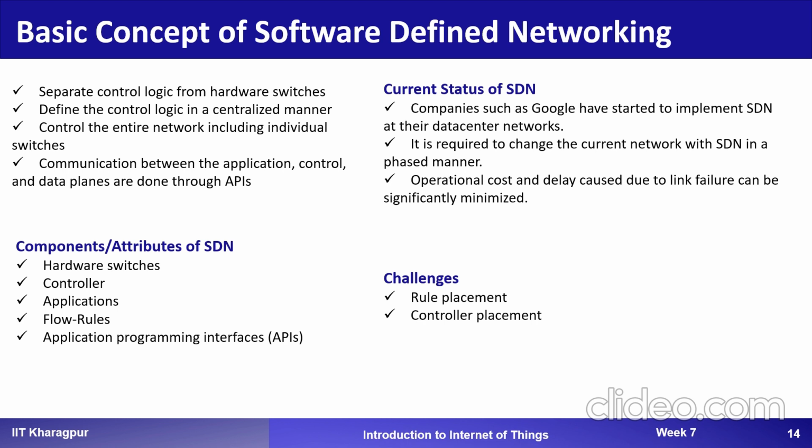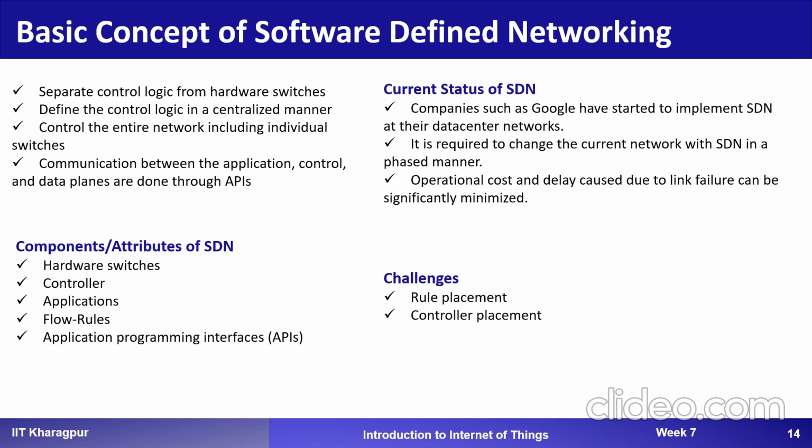Now the current status of SDN. Various companies such as Google have started to implement SDN in their data center networks. It is required to change the current network to SDN in a phased manner. Operational cost and delay caused by link failure can be significantly minimized.